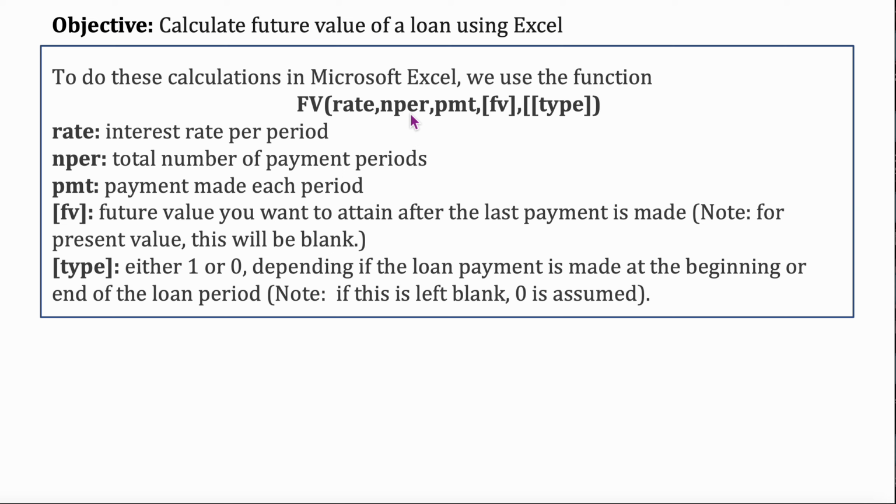The NPER is the total number of payment periods, so I'll show you how to enter all those. This is the payment that you're going to make each period. And then this is the future value. Usually you can just leave that blank or even just put a comma or zero, depending. The type here, you can put 1 or 0 depending on if the loan payment is made at the beginning of or the end of the loan period. We're going to assume that it's either 0 or we're going to leave it blank for our purposes.